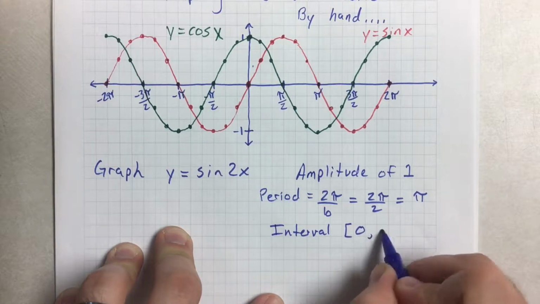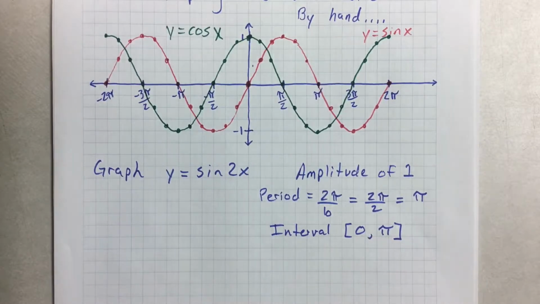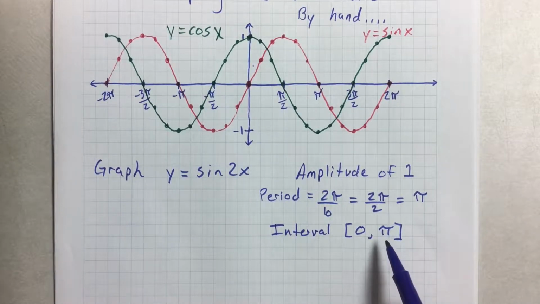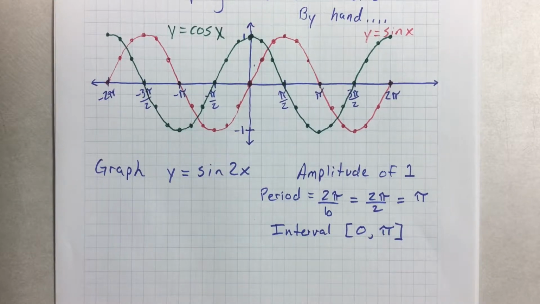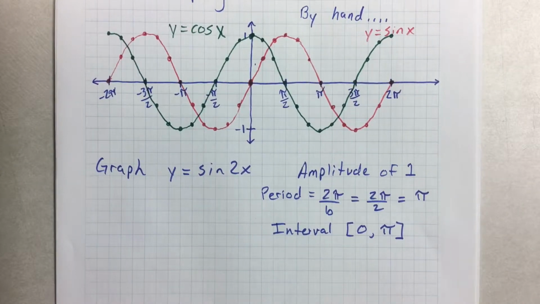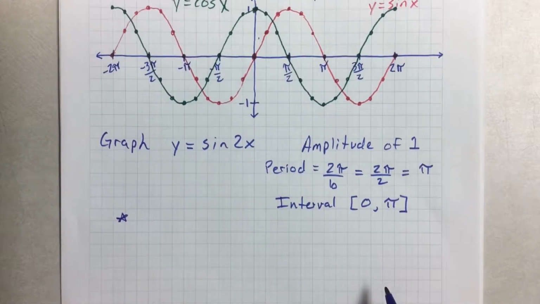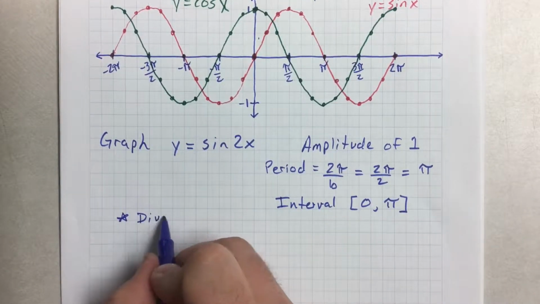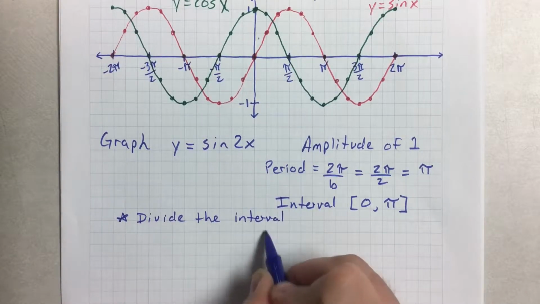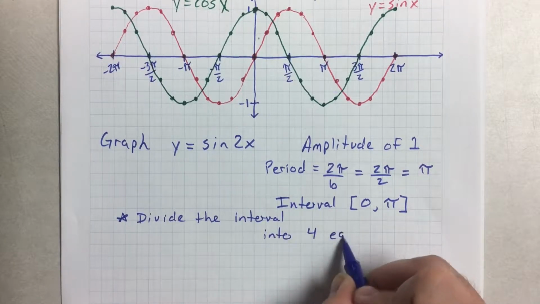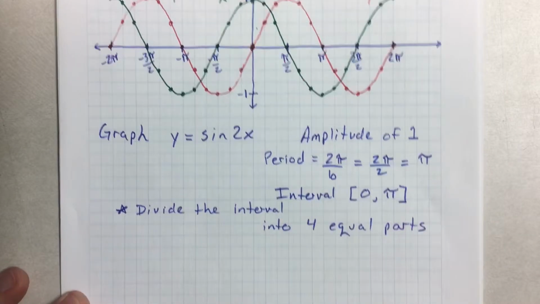of 0 to pi. Now, our typical interval is from 0 to 2 pi. Because our interval has shortened a little bit, that affects how we're going to graph. How we're going to do this, and we're going to do this every time when we look at period, is take our interval and divide it into 4 equal parts. I'm going to explain how we do that.